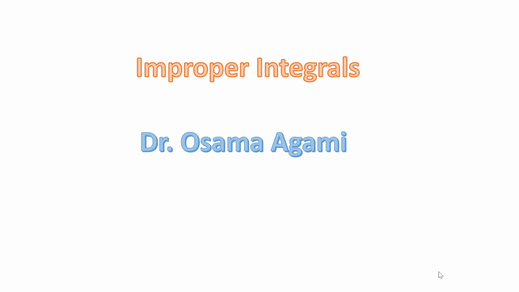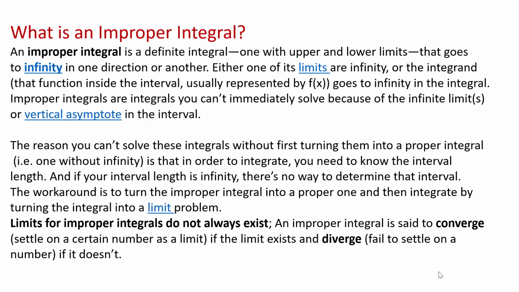Hi everyone. Let's talk about improper integrals. Sometimes you have a definite integral with a limit of infinity or minus infinity, or both limits are minus infinity and positive infinity. This is the type 1 improper integral. There is another type of improper integral when the function itself is infinite inside the interval of integration.